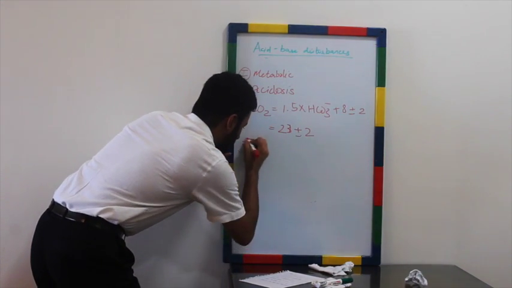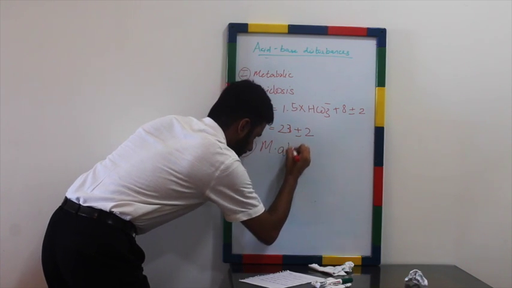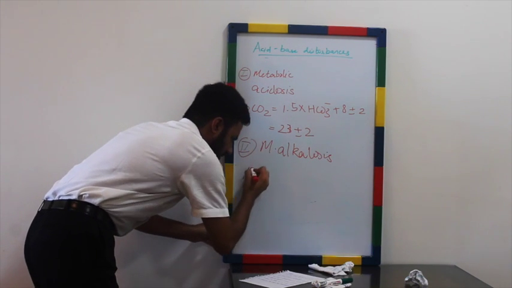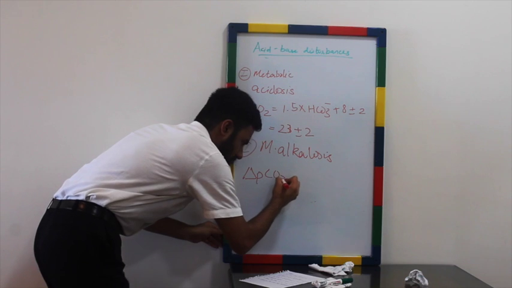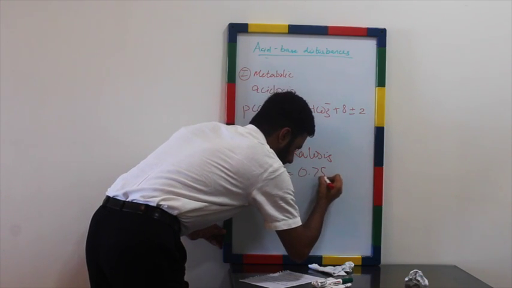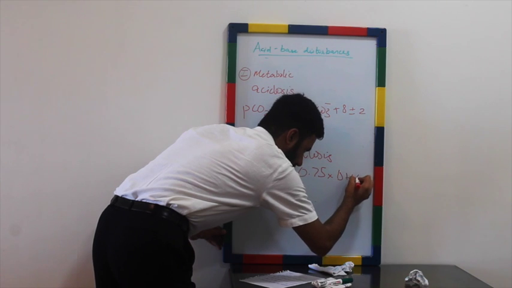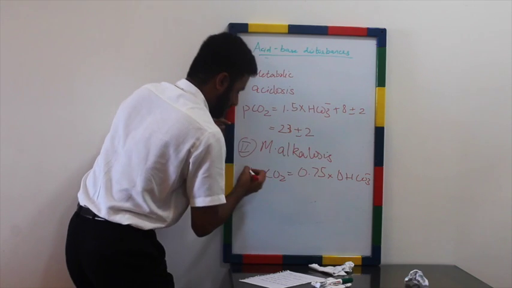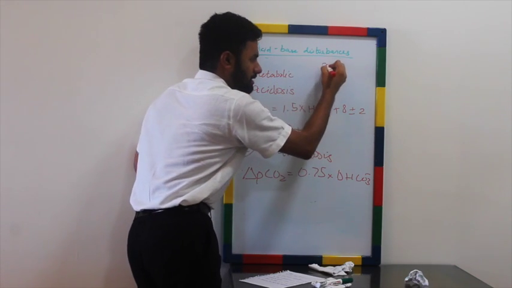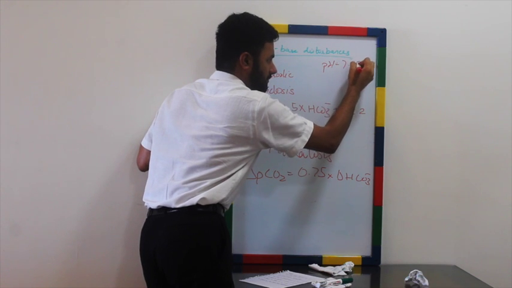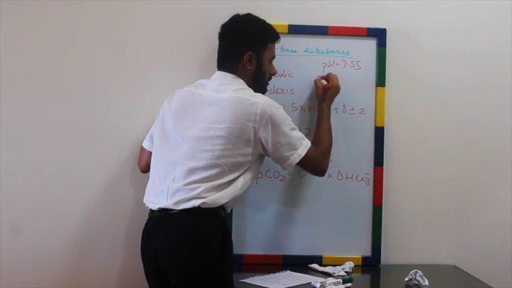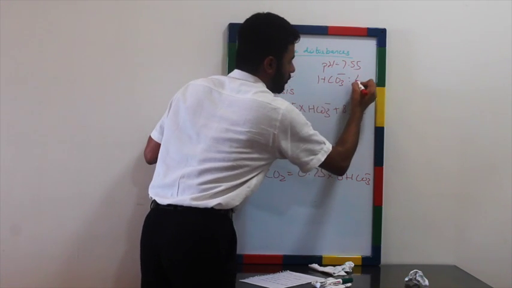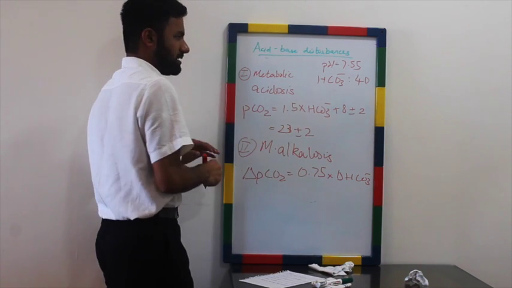Now for a metabolic alkalosis. Just remember that the delta PCO2 should be 0.75 times the delta bicarbonate. Now let's say in this example, the pH is 7.55, the bicarbonate is 40. So what should be the expected PCO2?